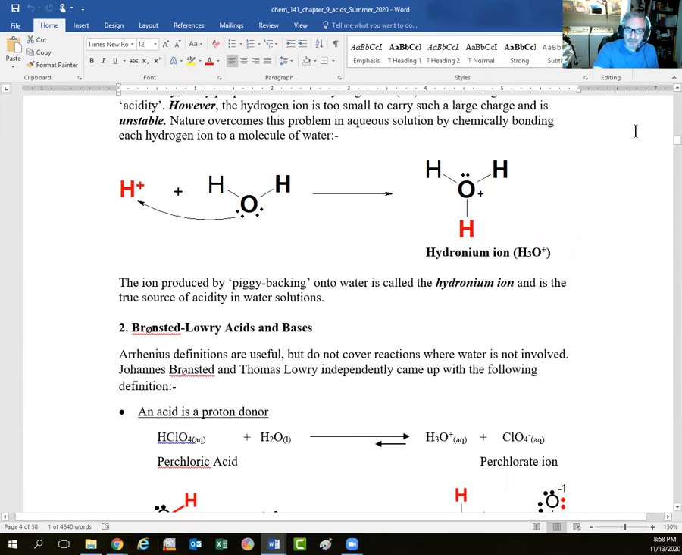Now keep in mind that when we talk about hydrogen ions in aqueous solution, that's incorrect because the hydrogen ion is not really very stable in water. What actually happens is that these hydrogen ions piggyback onto a molecule of water to form hydronium ions, H3O+. That's a true source of acidity in water, but you'll often find that textbooks just talk about hydrogen ions when they should really be talking about hydronium ions. Just be careful of that.